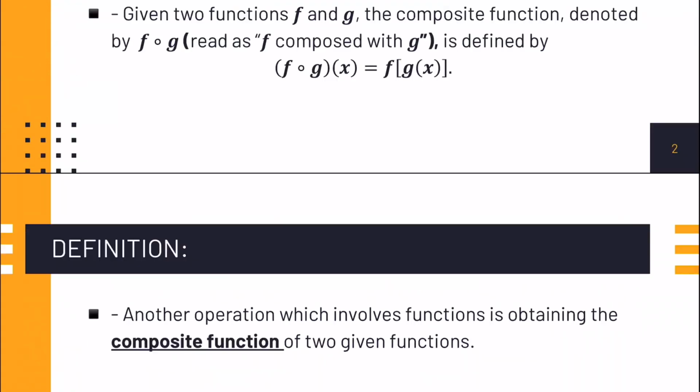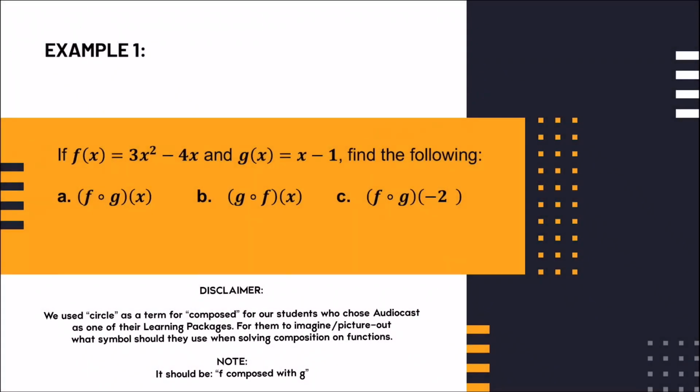Let us have example number 1. Given f of x is equal to 3x squared minus 4x and g of x is equal to x minus 1, find the following. A. F circle g of x. B. G circle f of x. And C. F circle g of negative 2. Let's begin with example A.